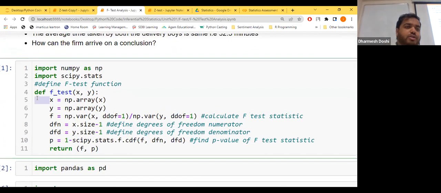Def, define the function name F-test. X is one array, Y is another array. We convert data into NP arrays. We compute the variance of X and the variance of Y. Then variance of X divided by variance of Y. Cross-check whether we have written it the same way or not.